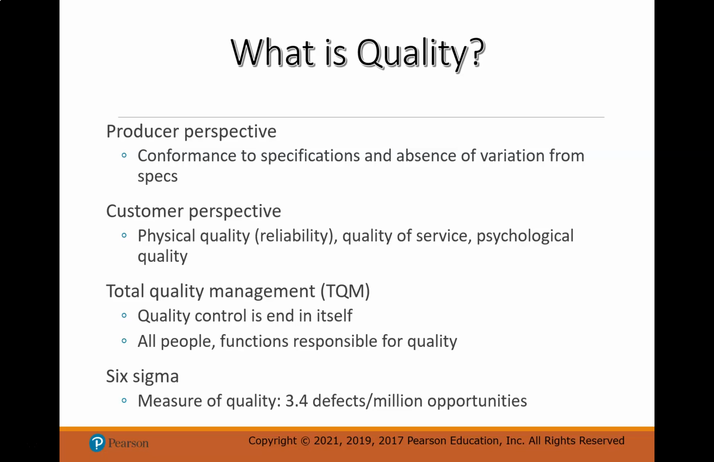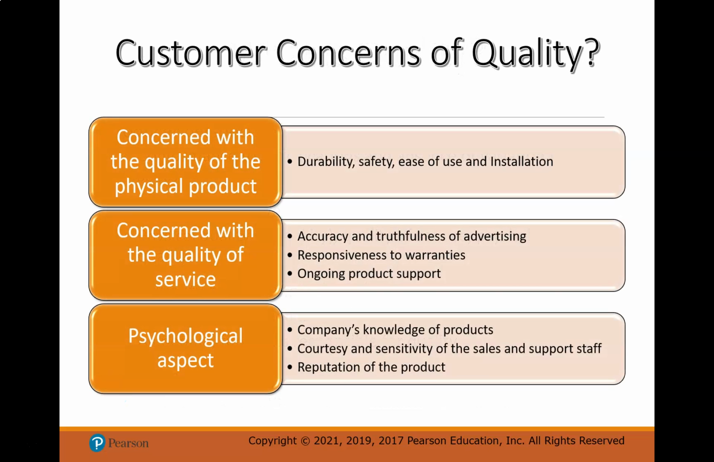So you can see total quality management, TQM. The quality control is in the end itself. All people and functions are responsible for quality. And the 6 Sigma measure of quality is 3.4 defects per million opportunities. That's really exciting. What are customer concepts of quality? So I have them over here, so you can read them a little. I'll put this up for a few more seconds. Rather than me just reading to you, you can see that.